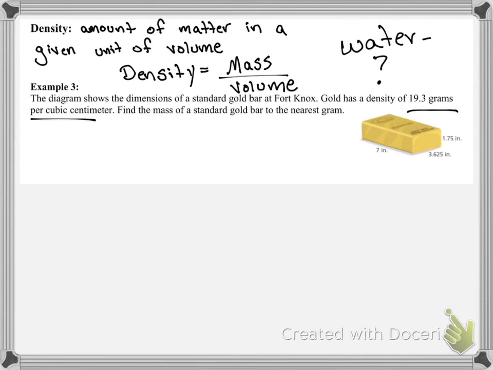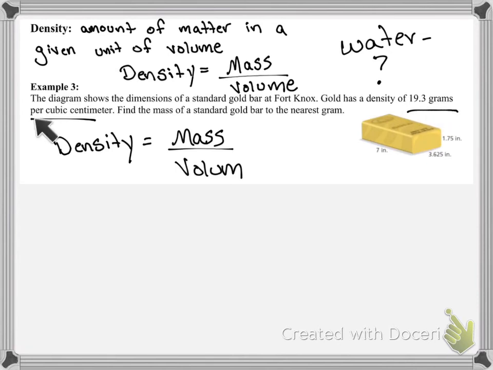So we want to find the mass of that bar. Again, that mass in grams. So our equation, density equals mass divided by volume. We know the density. This is the density right here, the density of 19.3 grams per cubic centimeter. We know that's 19.3. We're trying to find the mass. So I'm going to have to find the volume. So I need to find the volume of this guy.